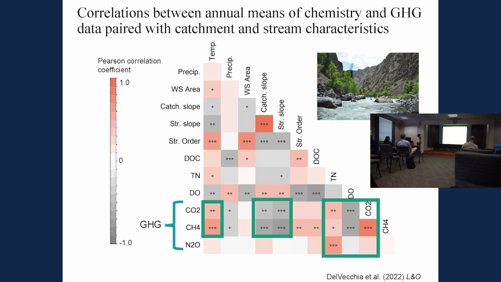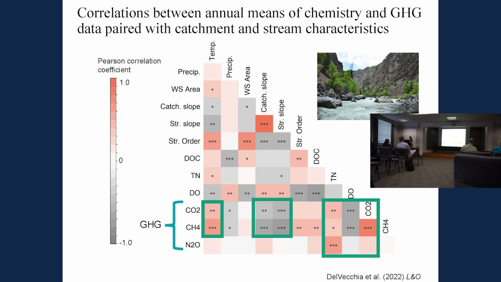Starting to break down these different drivers, I'm showing here a correlation plot. Red indicates a strong positive correlation, down to the darker gray color, which shows stronger negative correlations. The greenhouse gases are shown on the bottom here with that greenish bracket. I'm going to break down a few of these and just draw your attention to different parts of this.